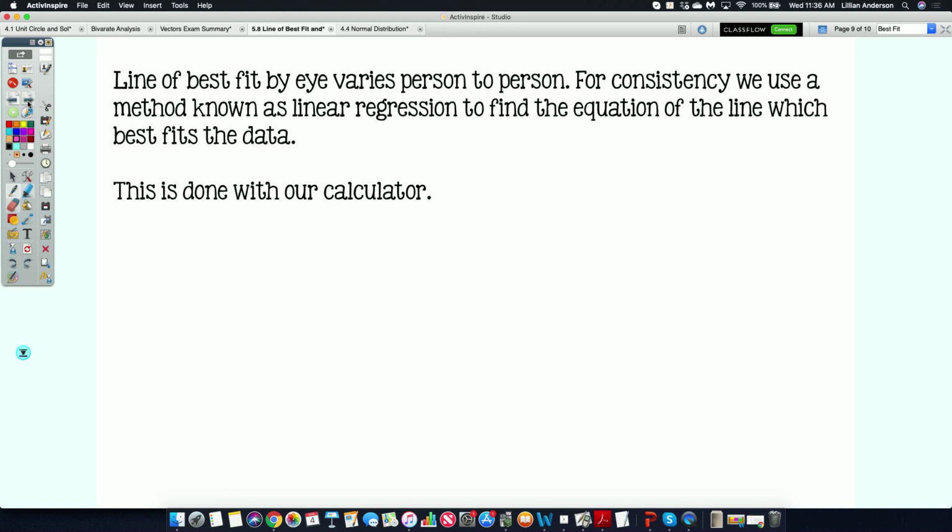So because the line of best fit varies from person to person, a more consistent method that is used is called a linear regression, and this is done with our calculator. So we're going to look at the last example, the example that's on the back of the paper I gave you, and we're going to do this one using our calculator.